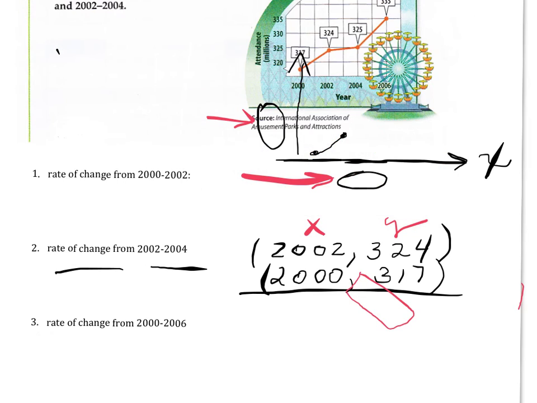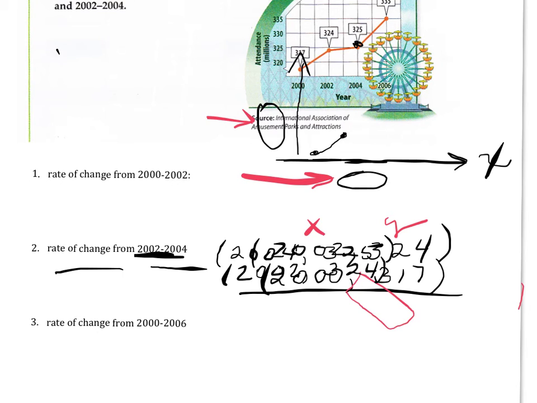Okay, now let's calculate the rate of change in attendance from 2002 to 2004. So now notice 2004, the data point right here. So the ordered pair for 2004 would be 2004, comma, you're told exactly 325. Write this on your paper. The data for 2002, that ordered pair, 2002, 324 million. So go ahead and calculate the rate. You do it by yourself.